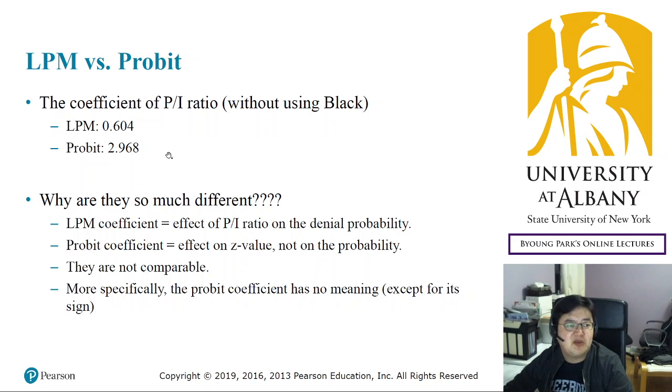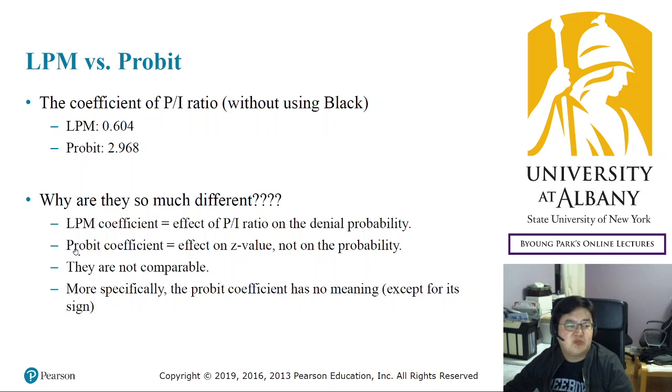Another problem here is that the coefficient for the probit model is hard to interpret, and it's quite different from the linear probability model. The linear probability model's coefficient is only 0.6 something, but in the probit model, with the same data, the coefficient of the same variable becomes nearly 3, which is about 5 times larger. Why does this happen? The main reason is that the probit coefficient cannot be interpreted in the same way as the linear probability model coefficient.